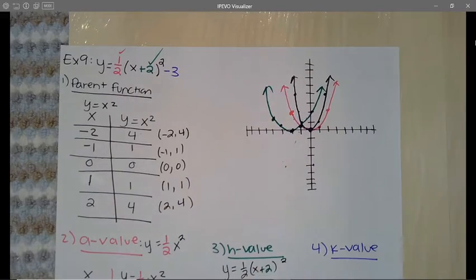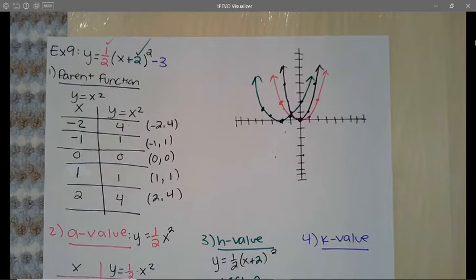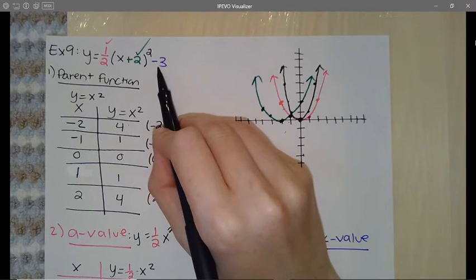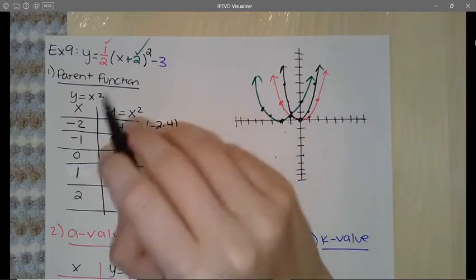So you tackle the a and the h. Which value do you guys think is the k value? Well, the k value is whatever is added or subtracted on the very end after your parentheses. So that would be a -3.